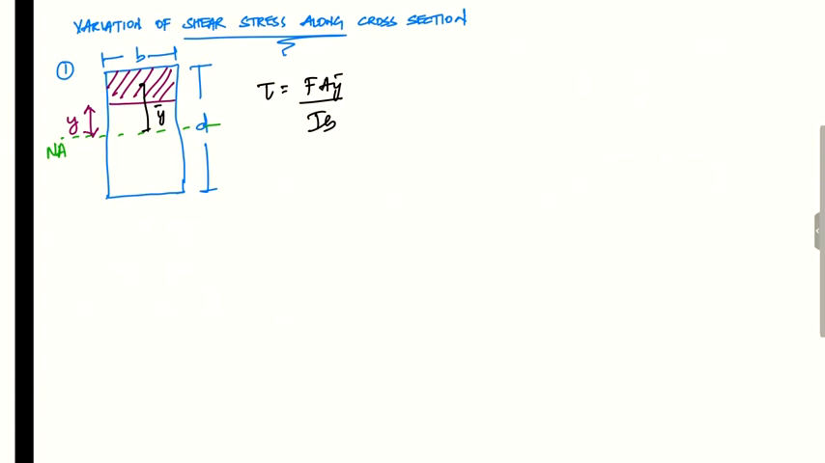The area of the section, I can take. This is the area of the section, right? This is the area which is under consideration, right? So I can take this as what? That is B into, what is this distance? This will be D by 2, right? So this distance I could take as D by 2. Then the distance I could take as D by 2 minus y, isn't it?